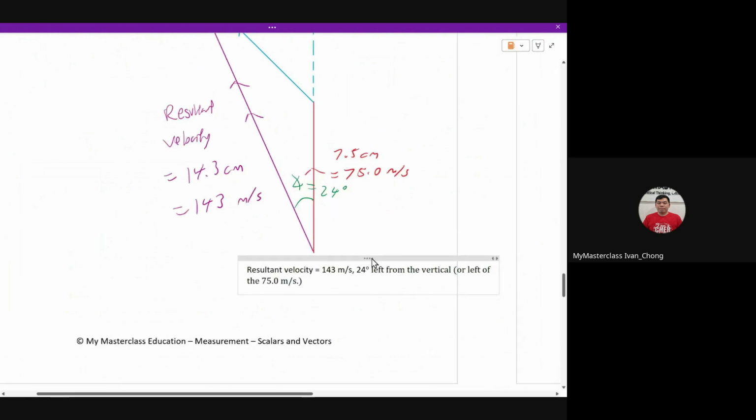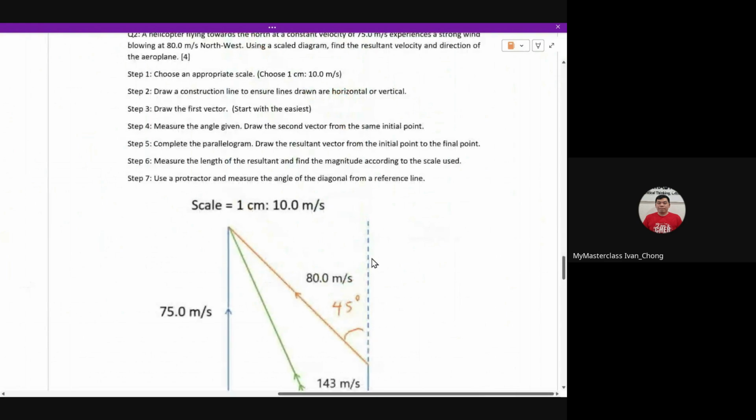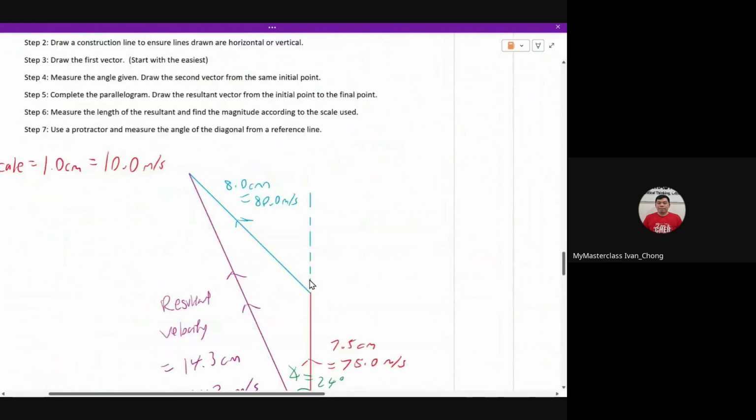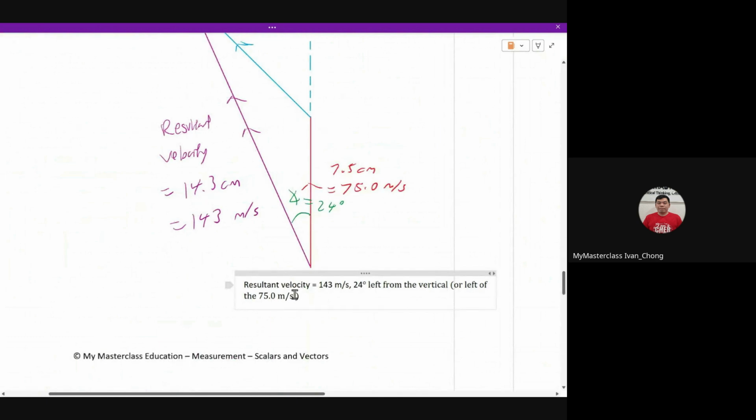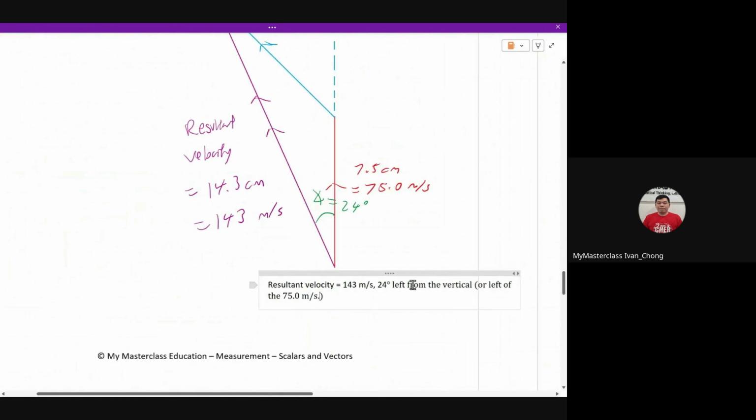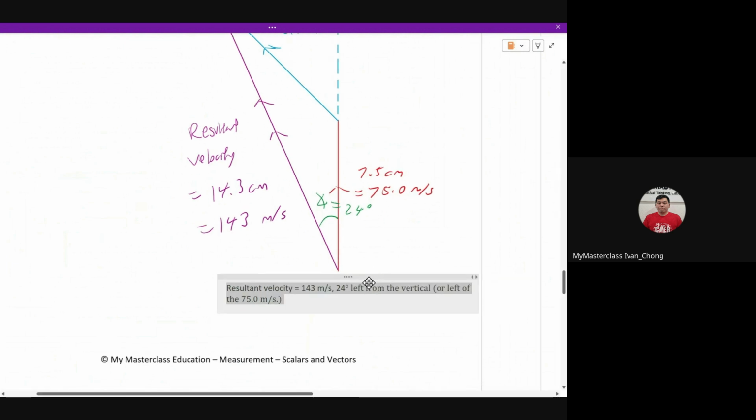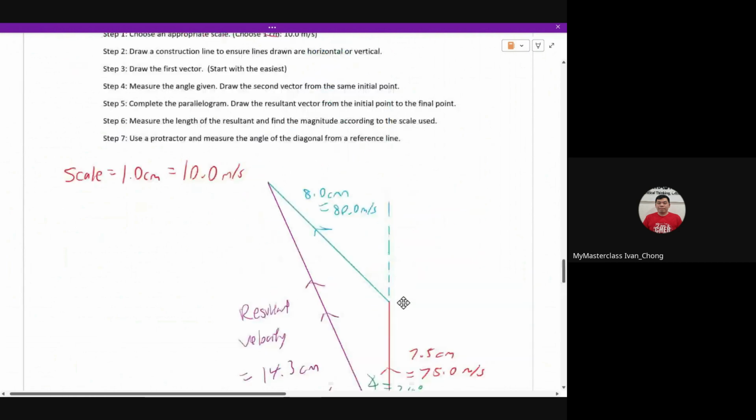The phrasing is a bit funny, but basically you just want to say something like this so that the teacher understands where you are coming from. Most of the time we just use from the vertical or from the horizontal itself, above, below, to the left, to the right, whatsoever. So in this case, this is our answer here. Okay, that's it.